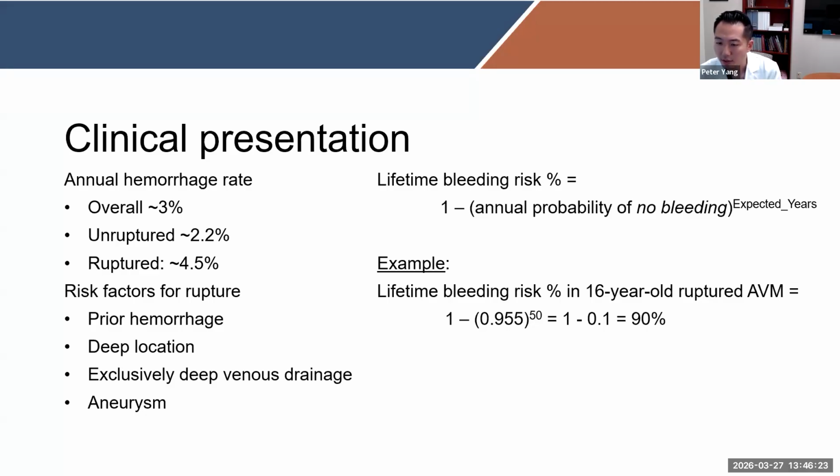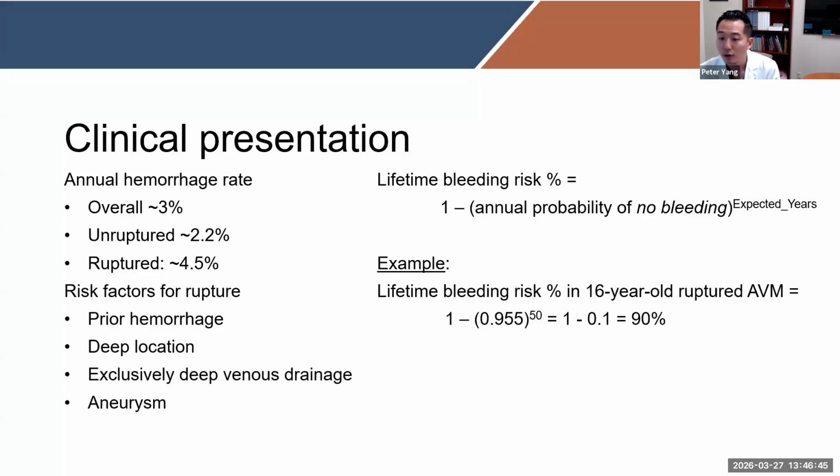Besides prior hemorrhage, there are features of the AVM that are associated with increased risk for rupture, such as deep location, exclusive deep venous drainage, and any associated aneurysms. In general, the formula for calculating the lifetime bleeding risk, which is the probability of any bleeding in a lifetime, is shown in this formula at the right side.